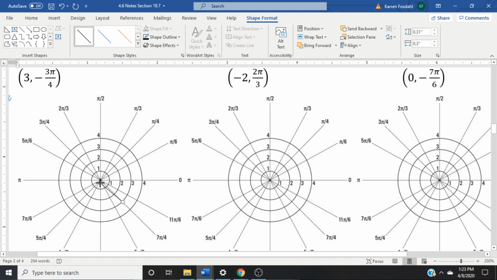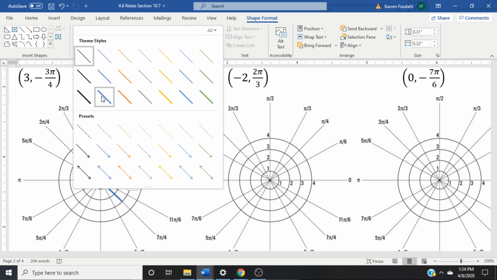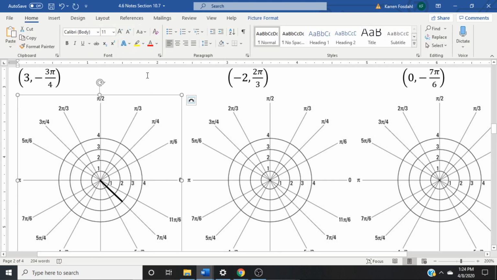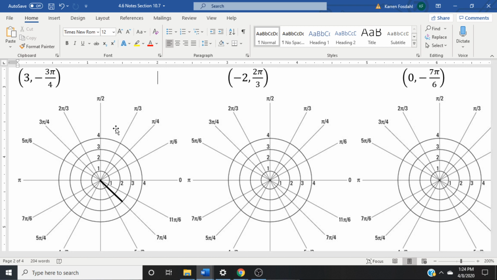Make sure our graph is actually accurate. Here we go. And we just darken it. Okay? So that's our graph. Now if you were wondering how to do it without this kind of graph, let's show you that.